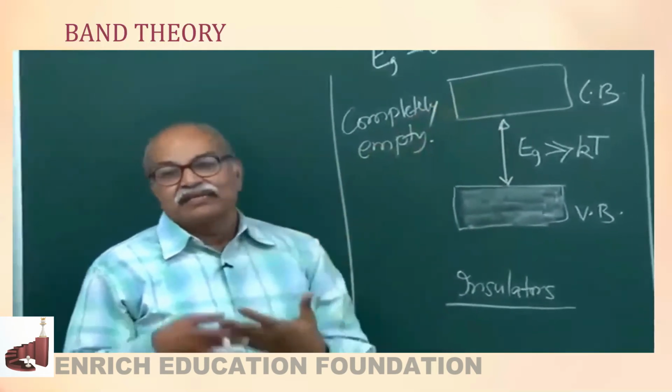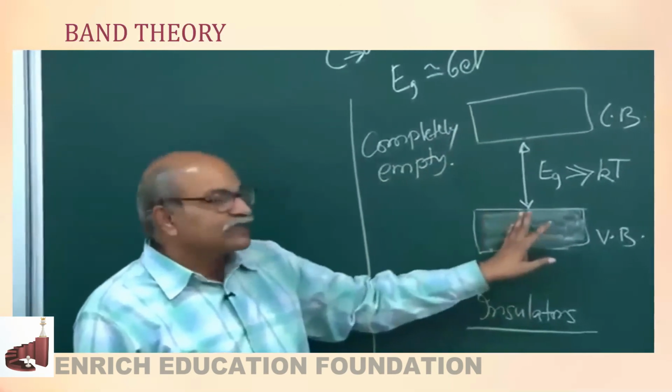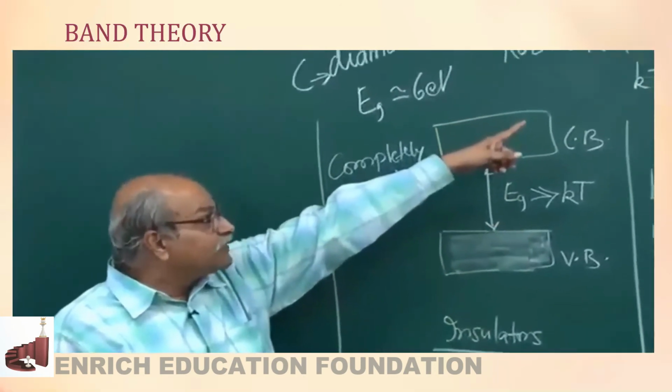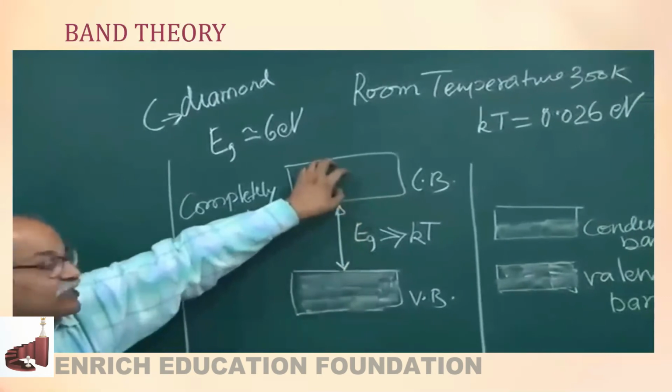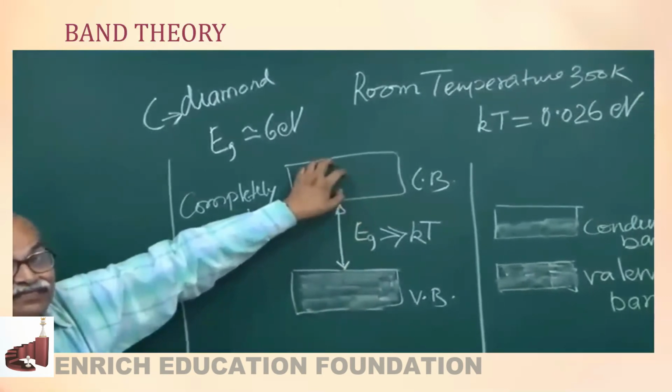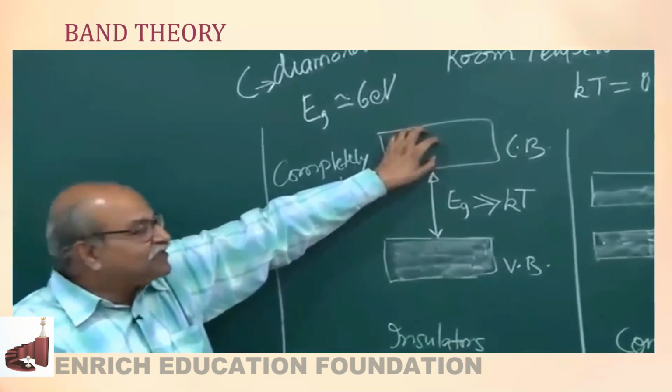The probability is almost negligible, and therefore these electrons will stay there even at 300 K. Even at 300 K they will stay here, and this will remain completely empty, or if there are some states populated, not at all significant.